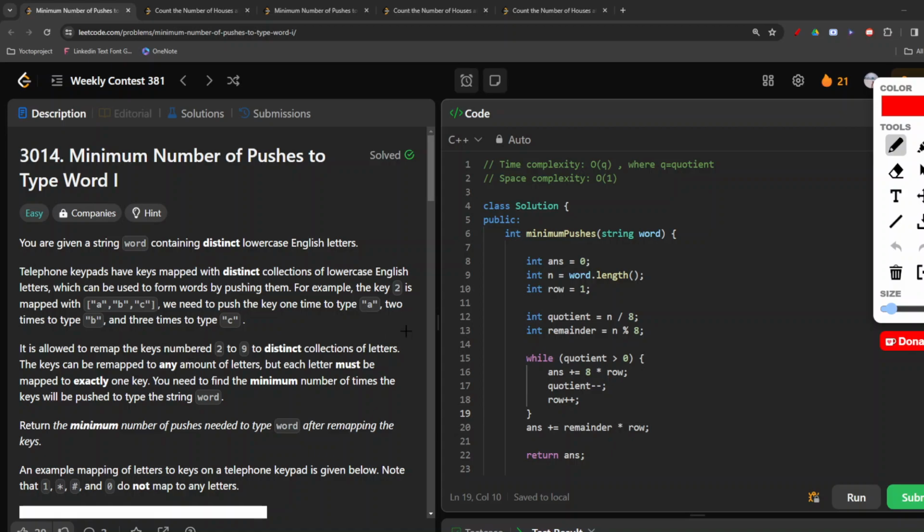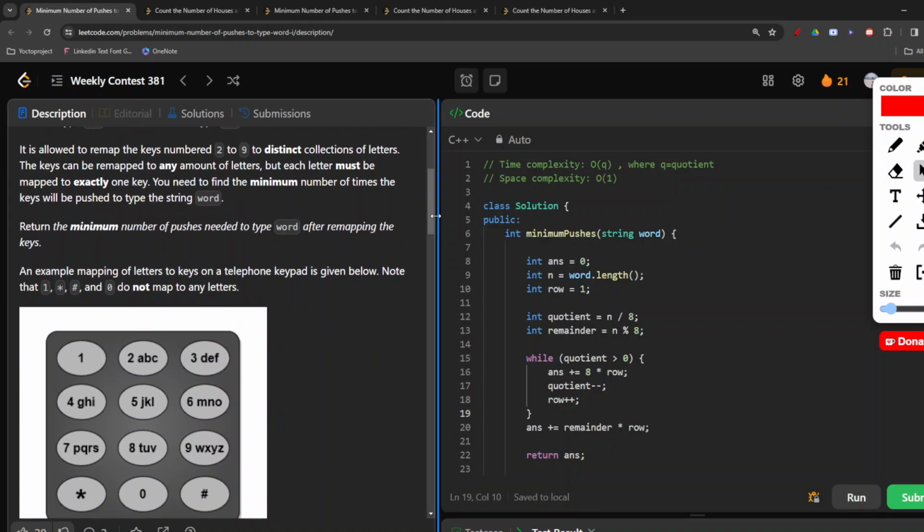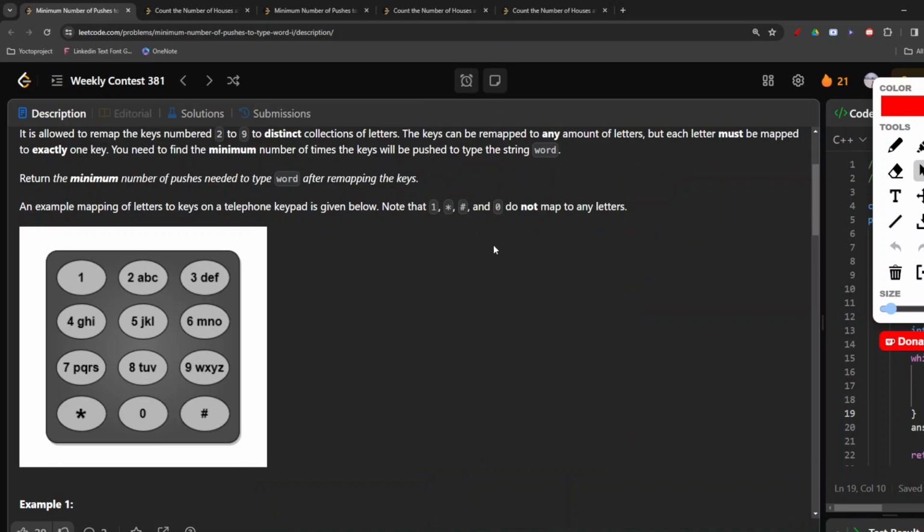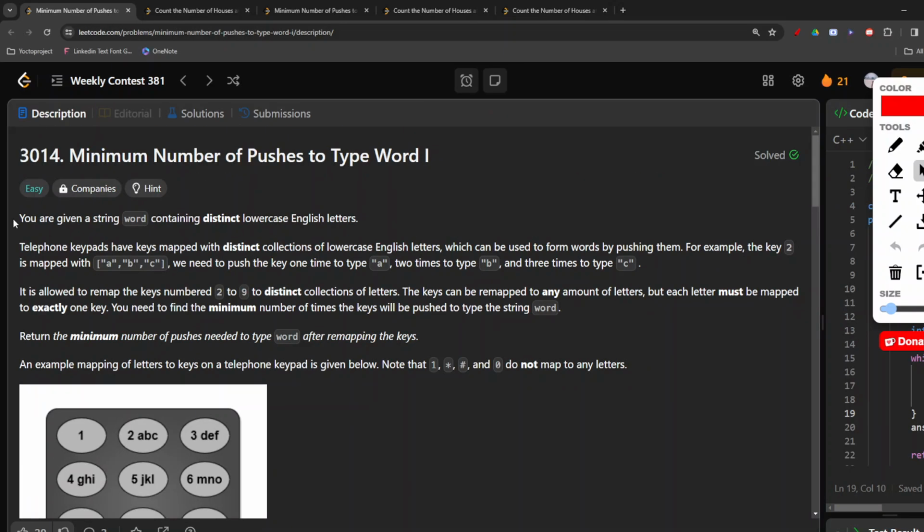So today we are going to do the Leetcode weekly challenge. First question: minimum number of pushes to type word 1. So let us first read this question, then the constraints, then the examples, and then finally the coding part for the same. So here's the question.